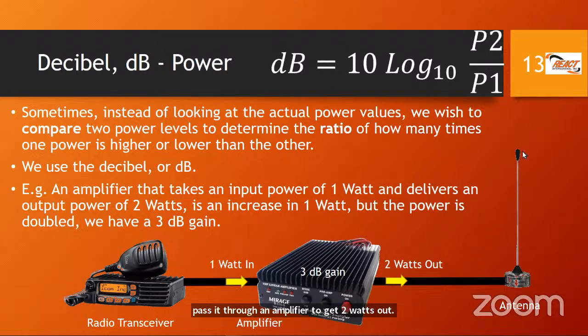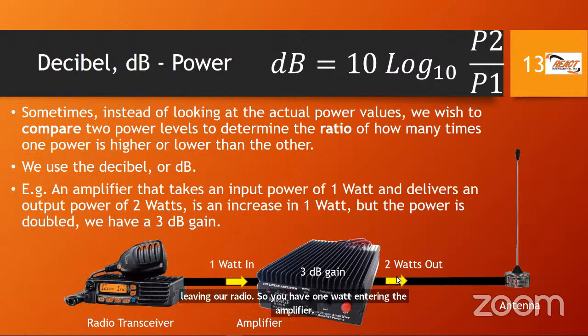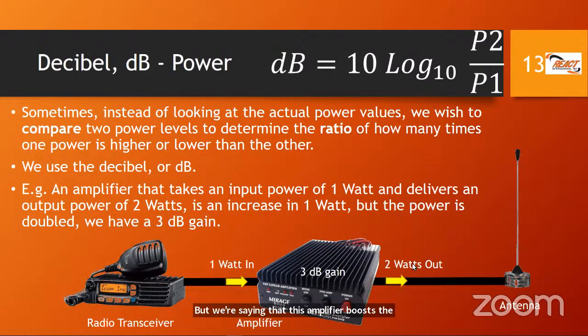So what that means is we have a stronger signal that will leave the antenna, and therefore our signal will travel further, or we'll sound clearer to persons that are further away. We may be trying to hit a repeater, or we may be trying to reach a person on simplex that is further away from us. So we use an amplifier. But notice, we have 1 watt leaving our radio, so you have 1 watt entering the amplifier, but this amplifier boosts the power output to 2 watts.